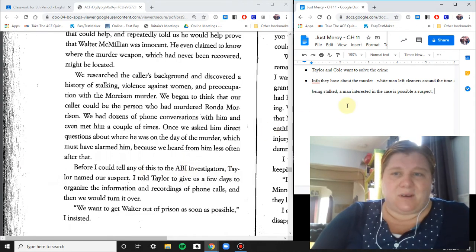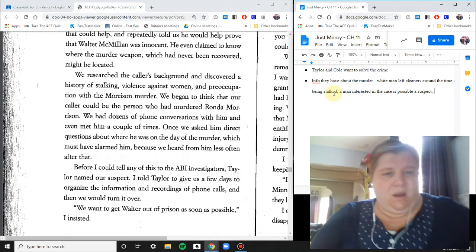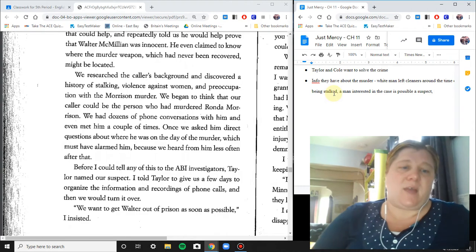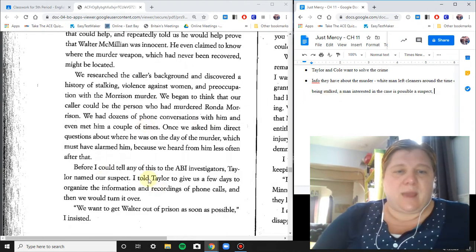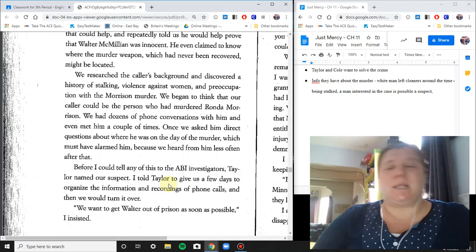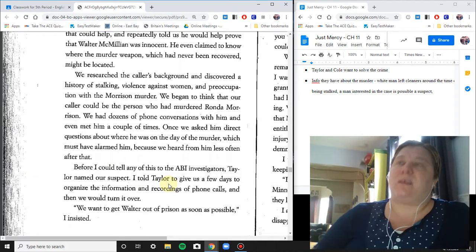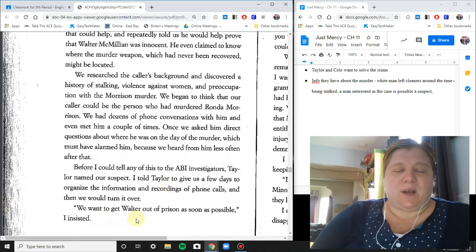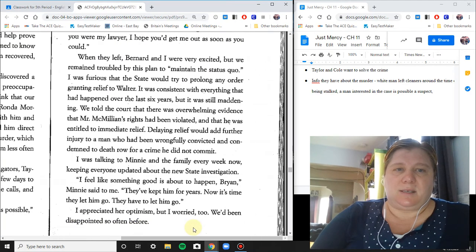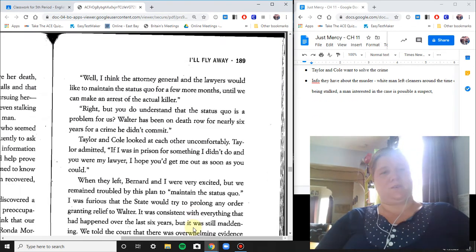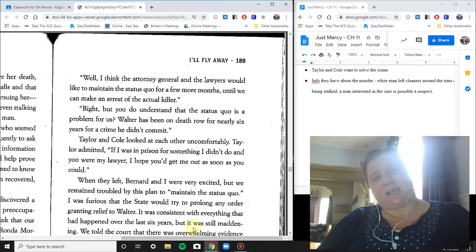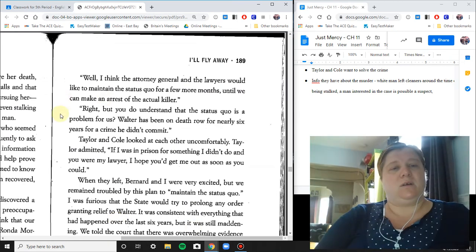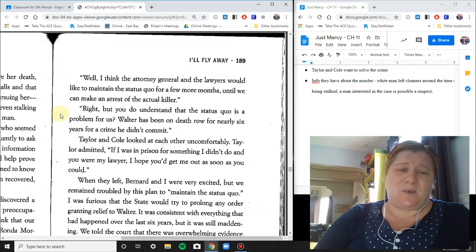Before I could tell any of this to the ABI investigators, Taylor named our suspect. I told Taylor to give us a few days to organize the information and recordings of phone calls, and then we would turn it over. So Taylor, the Alabama investigator, told Brian Stevenson the name of the person Stevenson had already been talking to about this murder. "We want to get Walter out of prison as soon as possible," I insisted. "Well, I think the attorney generals and the lawyers would like to maintain the status quo for a few more months, until we make an arrest of the actual killer."